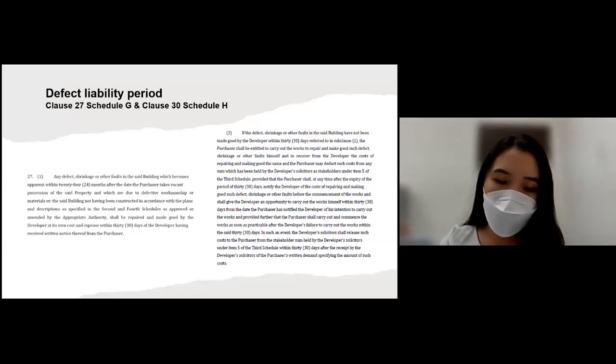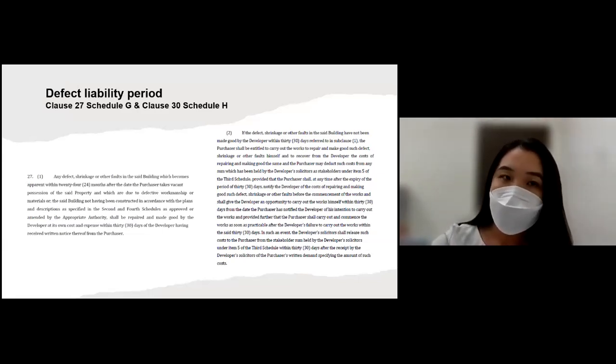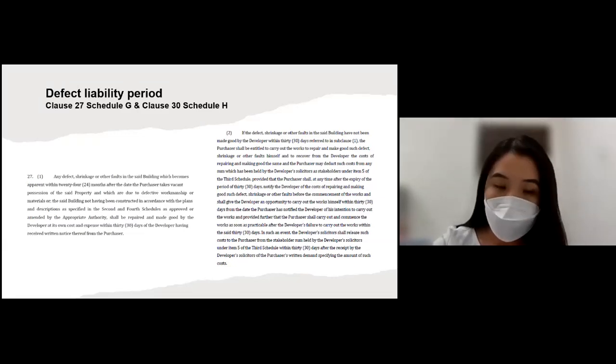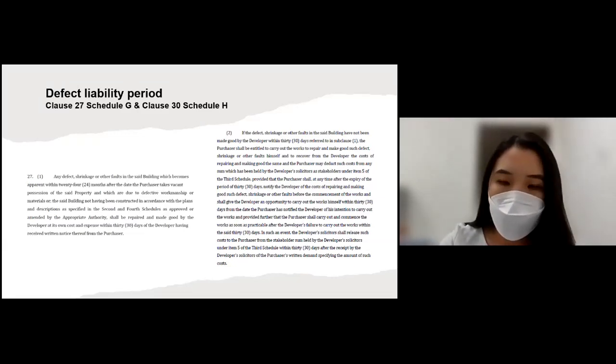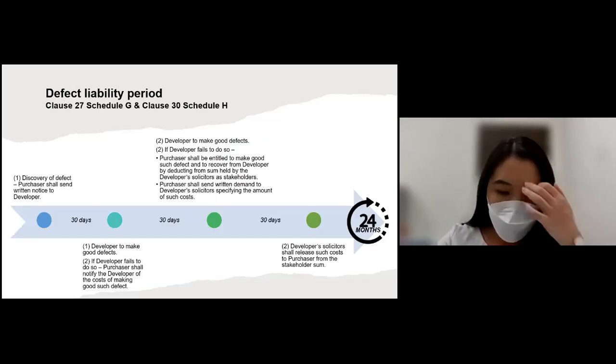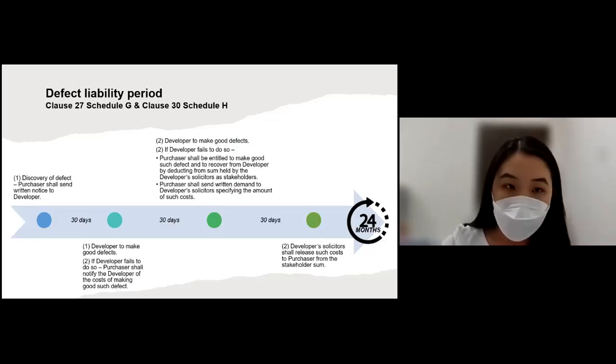When we talk about defect claims, the first thing that comes to our mind will be the defect liability period, which is available under Clause 27 of Schedule G and also Clause 30 of Schedule H. It's quite a lengthy provision, but I've summarized it into a simpler form for better understanding and easy reference.